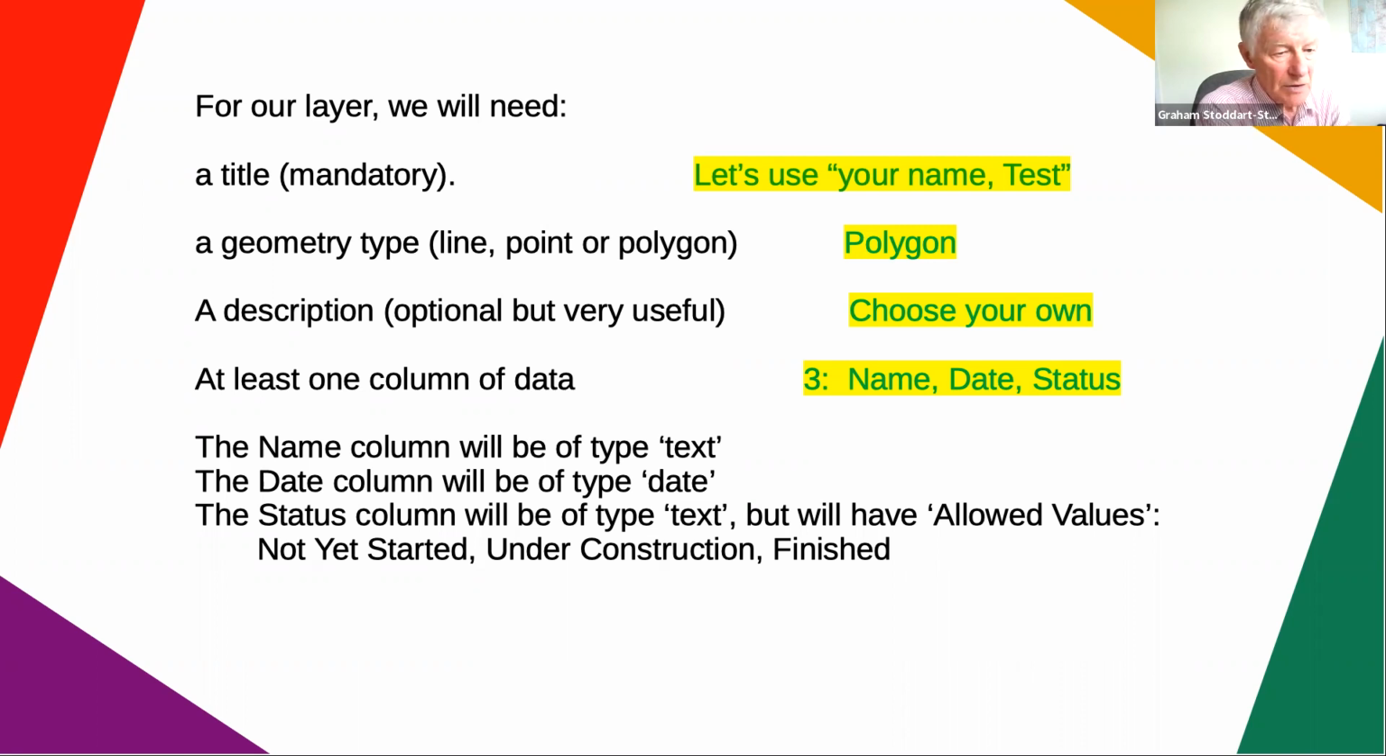We're going to have some allowed values in there just so that you can see what they do. Again, you can choose whatever you like, but I'm suggesting not yet started, under construction, and finished. For this exercise, I'm assuming that we're going to build a new pavilion on the recreation field. That's my assumption. What you do is up to you. What we'll be doing is going through the motions of creating this layer.